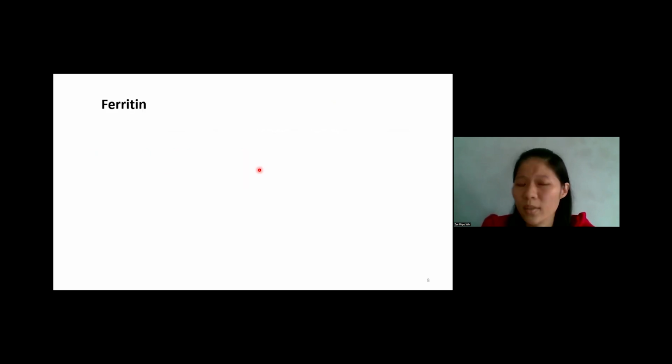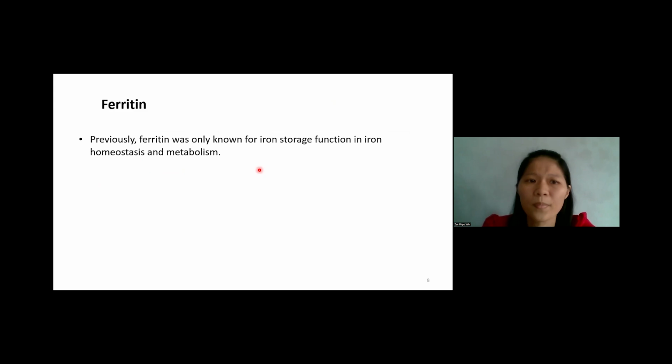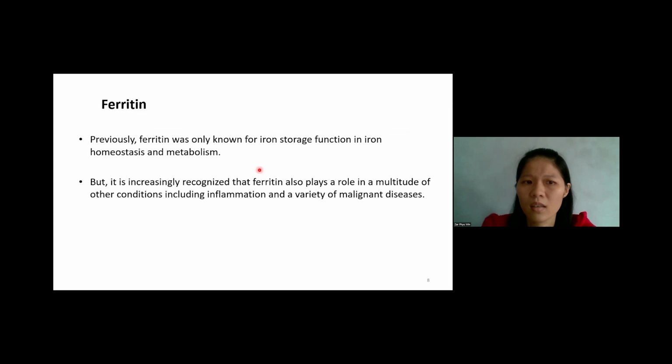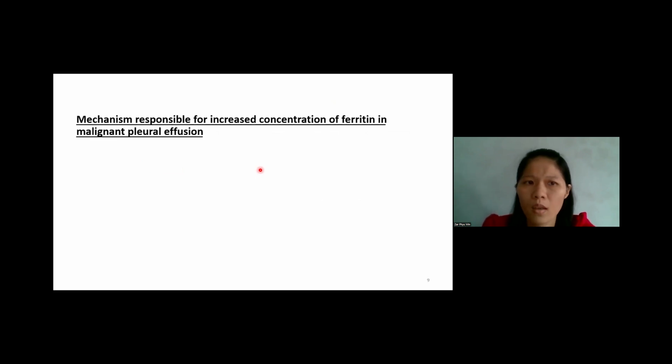So I would like to explain a bit about ferritin. Previously, it was only known for iron storage function and iron homeostasis and metabolism. Now, it is increasingly known that ferritin also plays a role in many, many conditions, including inflammation and a variety of malignancy. So I'm going to explain about the mechanism why ferritin is increased in malignant pleural effusion.